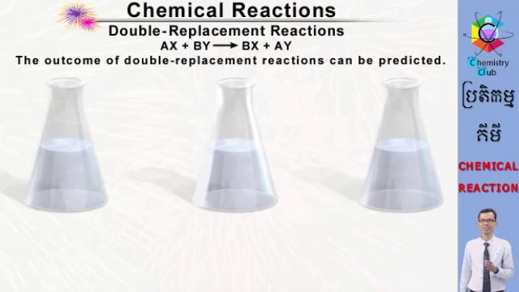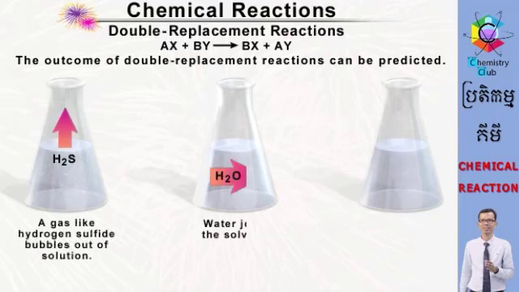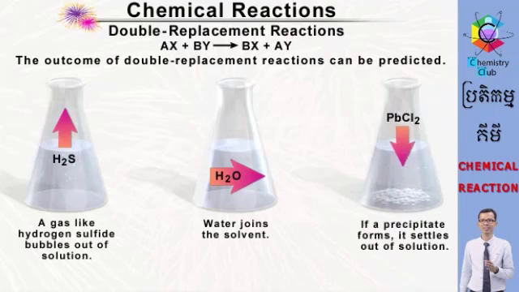If a product forms a gas, like hydrogen sulfide, that is not very soluble, it will tend to leave the solution. If water is formed, it can join the solvent. If a precipitate such as lead chloride forms, it will settle out of solution. If none of these events occurs, there is no driving force for a reaction and no reaction occurs.